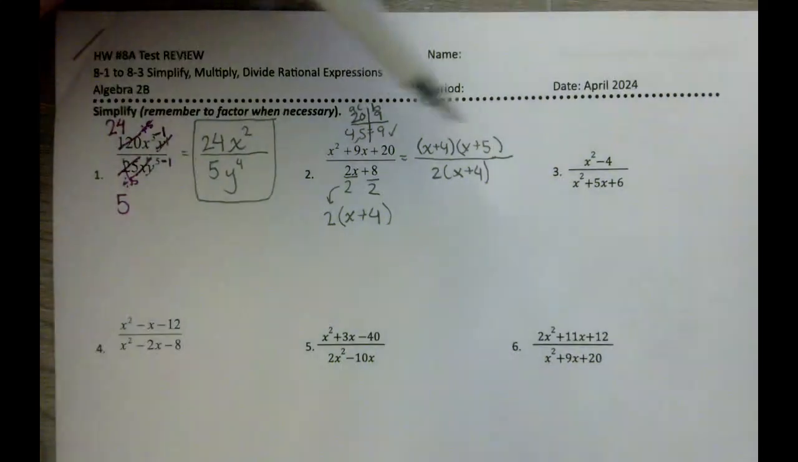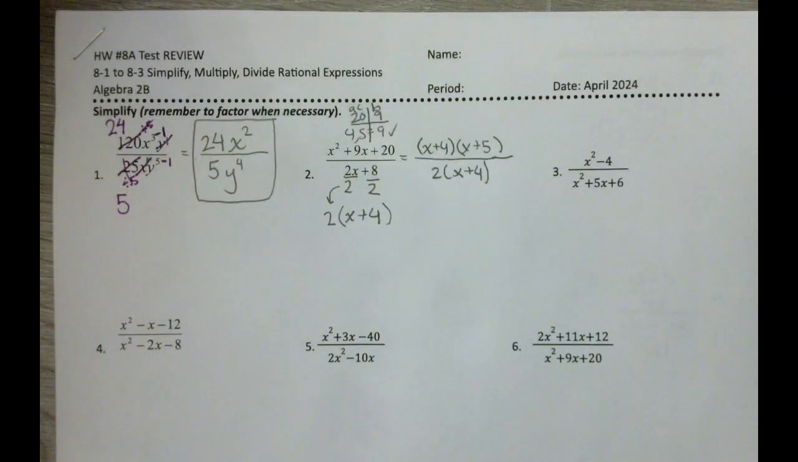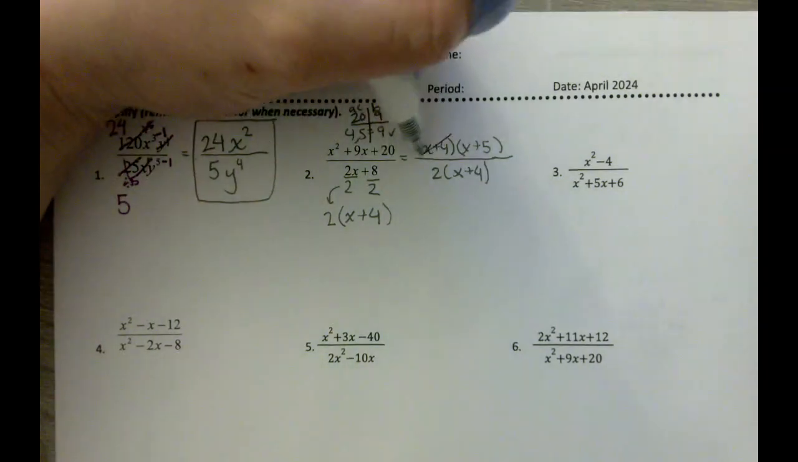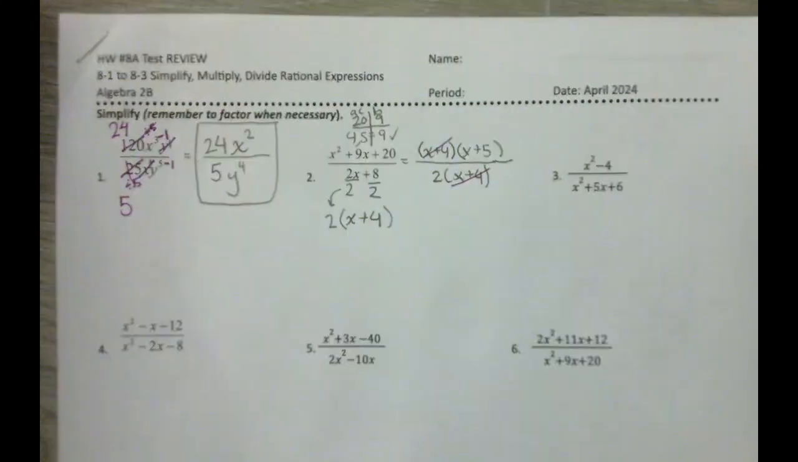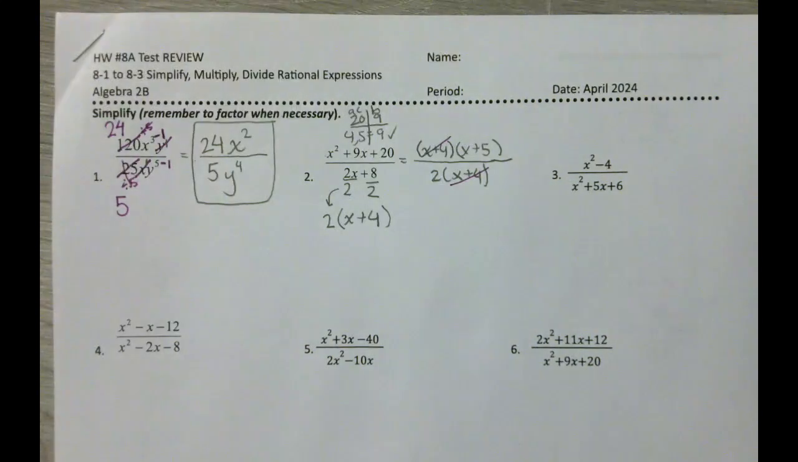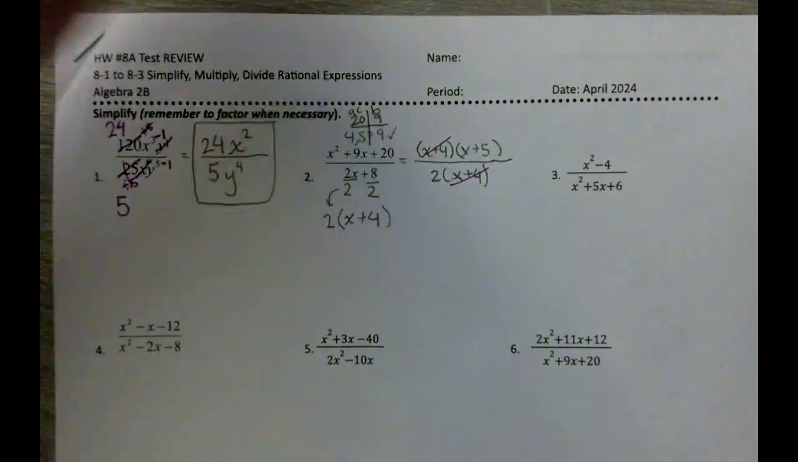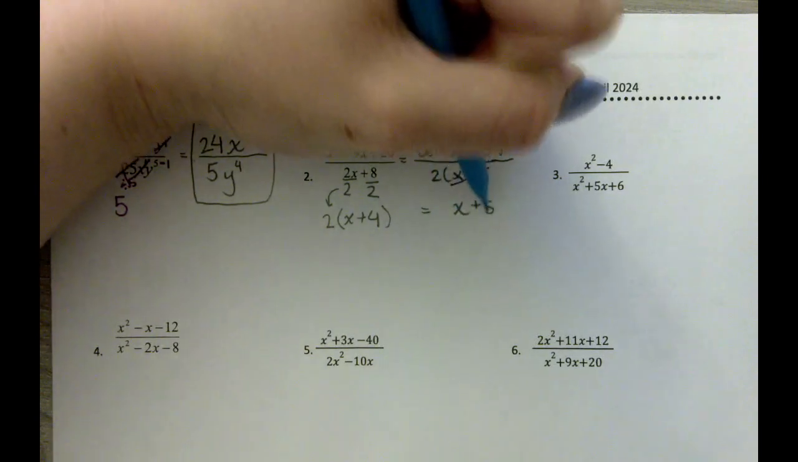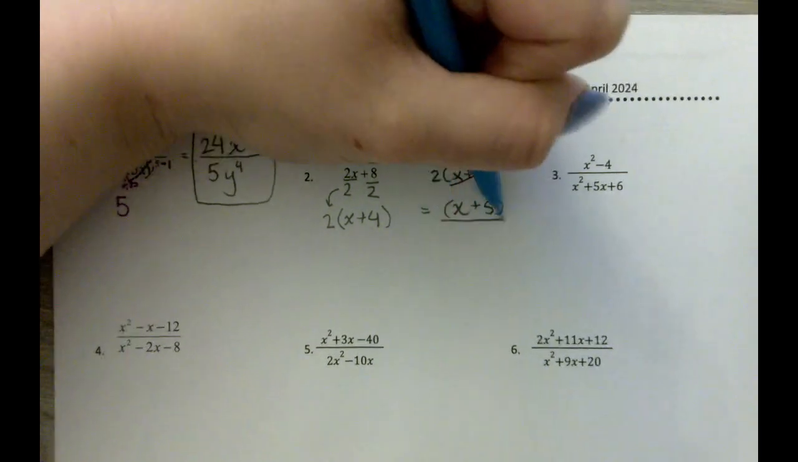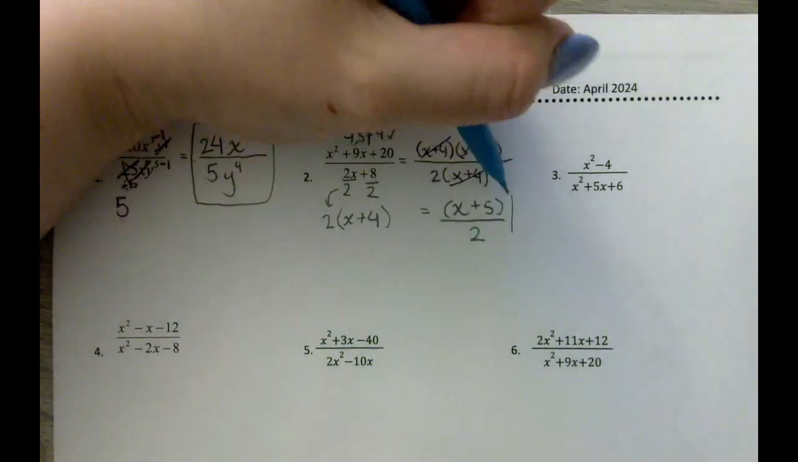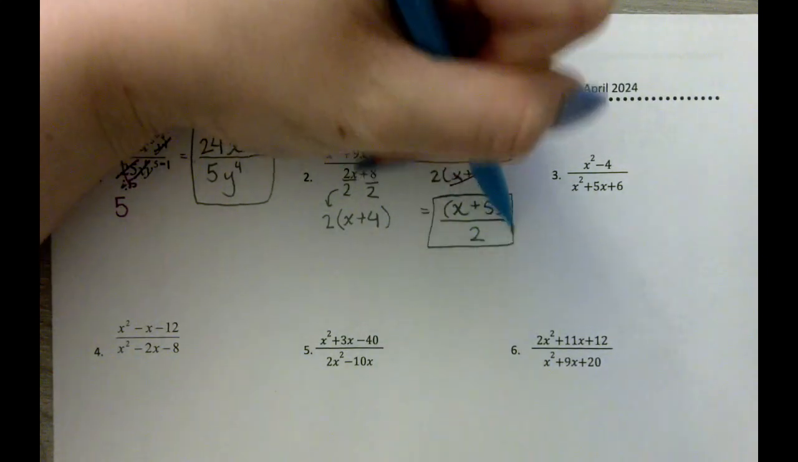Everything has been fully broken down. All we have left to do is cancel. On the top and the bottom, we have an x plus 4, so that's going to be gone. And then we have x plus 5 on top and 2 on bottom. Those can't cancel, so those are going to be in the final answer. So we have x plus 5 over 2. And that is our final answer.